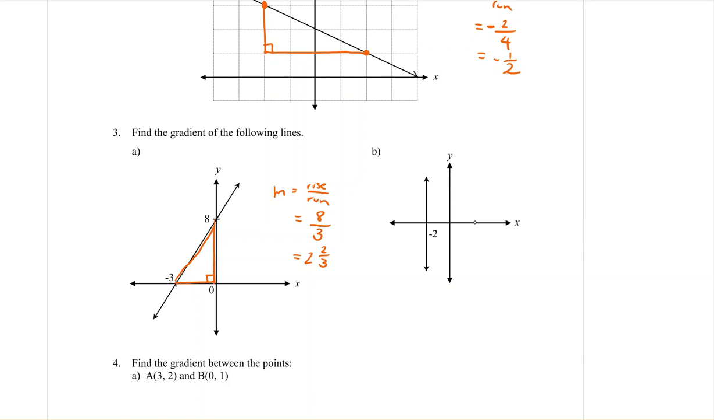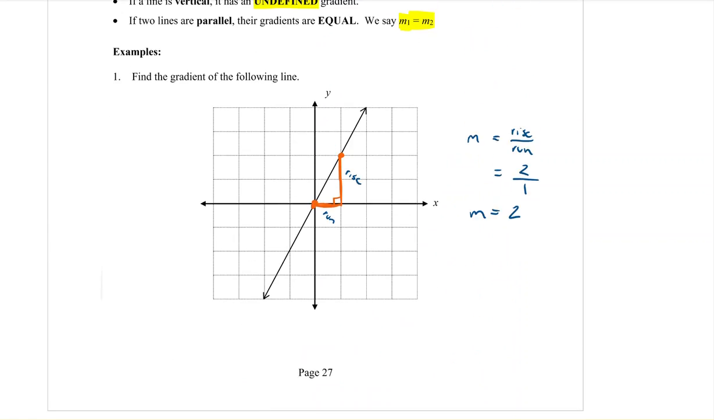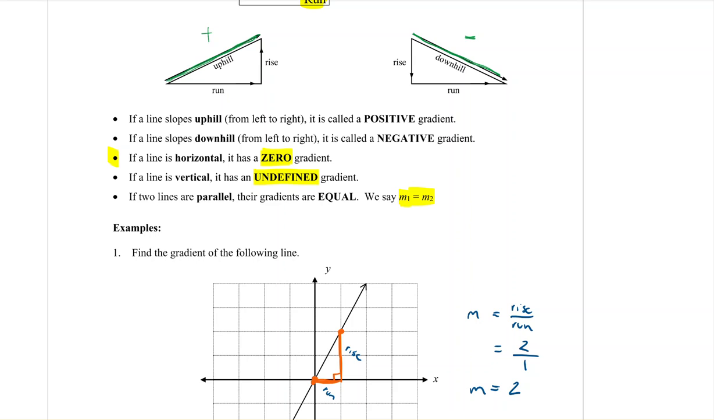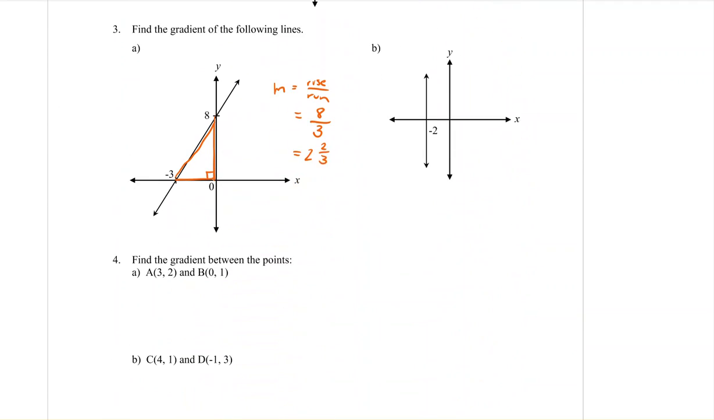This one I gave you a special situation for. Come back here. Remember these dot points up here? If it's horizontal, it has what gradient? If it's vertical, it has undefined. So as soon as you see that one, it's a vertical line. So its gradient is undefined. We just can't find it. So you just write next to that, undefined.